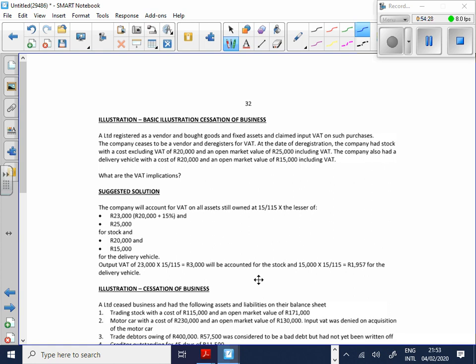The company also had a delivery vehicle with a cost of 20 and an open market value of 15. So guys, the moment you stop trading, what do you do with the stock? You deem to sell it for the lower of cost or open market value. And guys, whenever you're doing this, because you're timesing by 15 over 115, it's always the amount including VAT. Is that all right? So a cost of 20 ex VAT is a cost of 23 including that. Happy? So which one's lower? The 23. So your claim is 23 times 15 over 115.